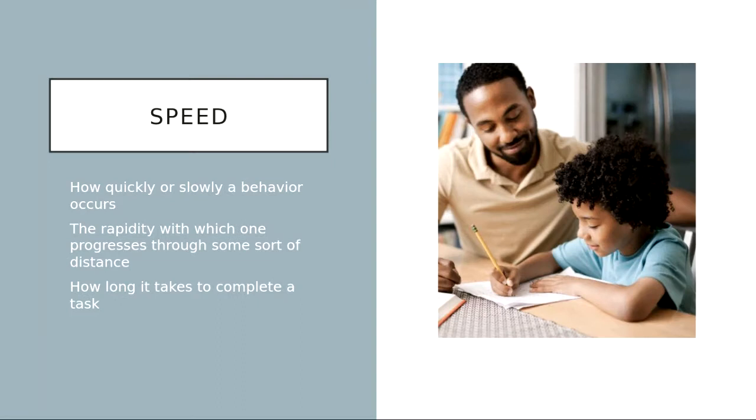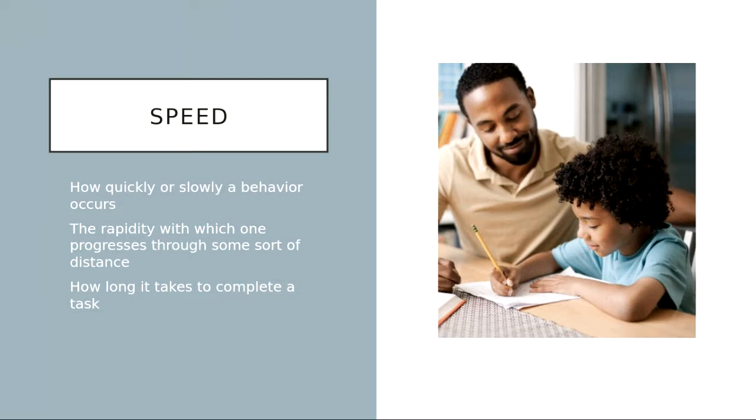Speed is a measure that students sometimes get confused with duration. Speed is how quickly or slowly a behavior occurs. And one way to tell that you're dealing with speed instead of duration is you're talking about how quickly or slowly you get to some end point. So how long it takes to accomplish a particular task.